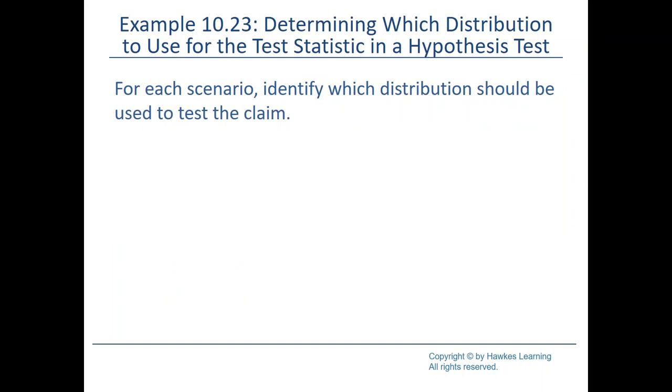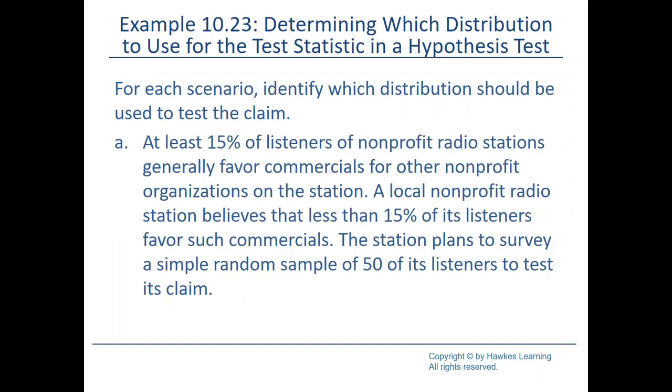In each scenario, identify which distribution should be used to test your claim. So let's start with this first one here. At least 15% of listeners of a nonprofit radio station generally favor commercials for other nonprofit organizations on the station. Now, a local nonprofit radio station believes that less than 15% of listeners favor their commercials. The station plans to survey a simple random sample of 50 of its listeners to test the claim.